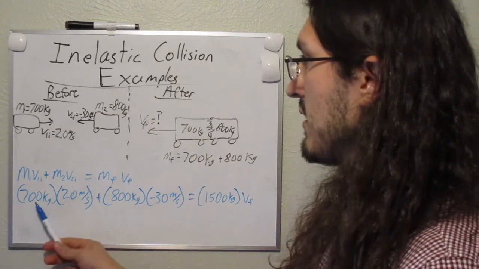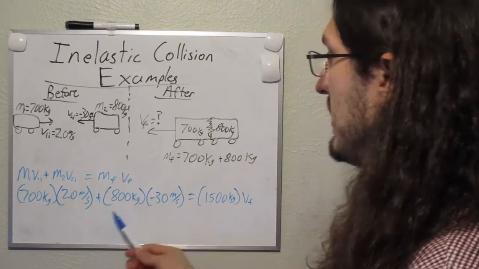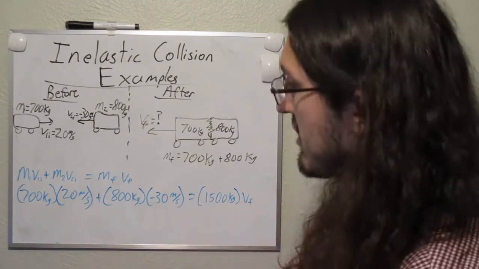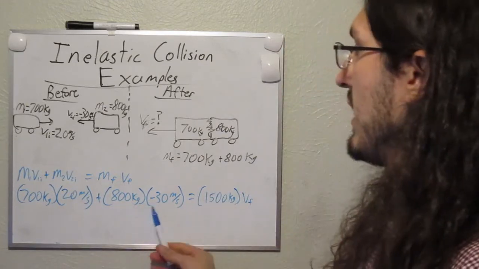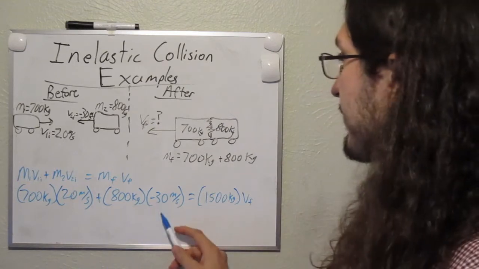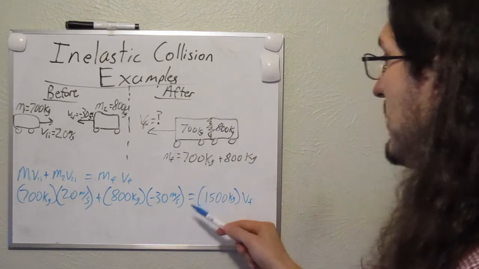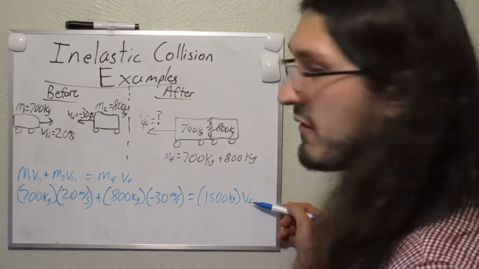Here's my equation filled out with all the variables that we know. I know the mass of the first car was 700, and it was going at a velocity of 20 meters per second, and then the second car had a mass of 800 kilograms. And I know that was going in the opposite direction. This is the important part to recognize: whenever things go the opposite direction, they have to have a negative for that. And that was negative 30 meters per second. After the collision, they stuck together, so their combined mass was 1,500 kilograms. And I'm trying to find this unknown final velocity.